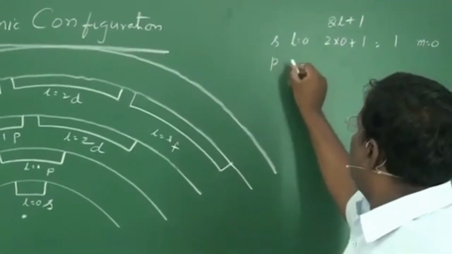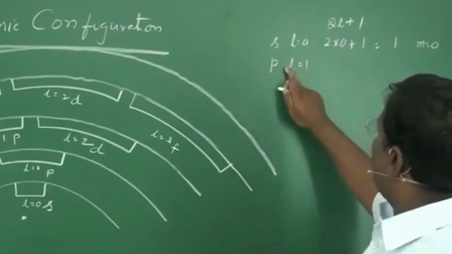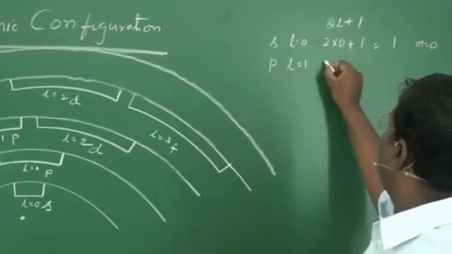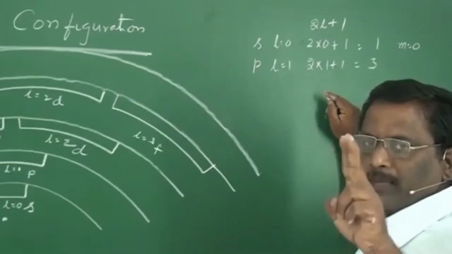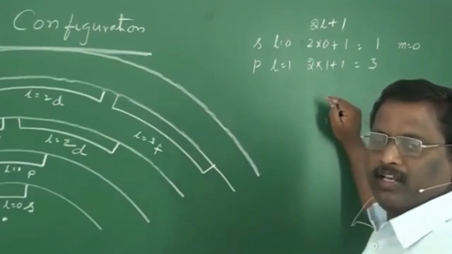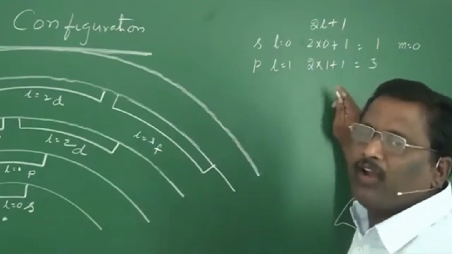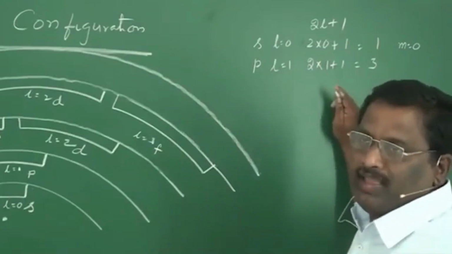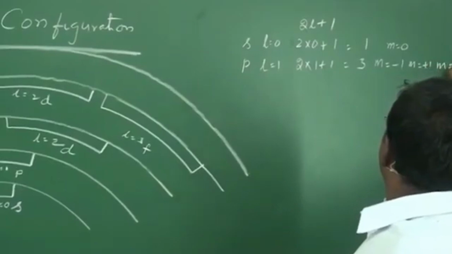Similarly, for P sub-energy level, L is equal to 1. So the number of orbitals present in P sub-energy level is equal to 2 into 1 plus 1, that is equal to 3. So there are 3 orbitals in a given P sub-energy level, and these 3 orbitals will have 3 different M values. They are M is equal to minus 1, M is equal to plus 1, M is equal to 0.